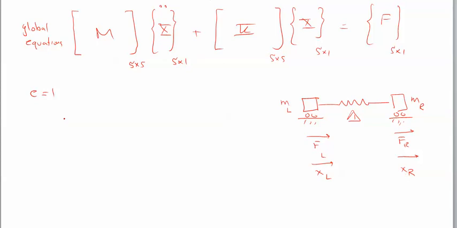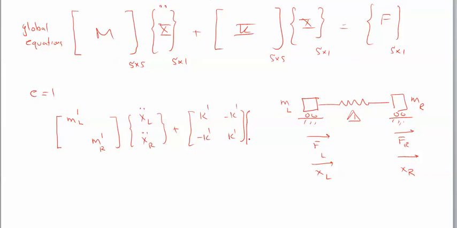All right. So the equation of motion for this element is going to be ML, I put a 1 here because this is coming from element number 1, MR, put a 1 there, times XL double dot, XR double dot, plus the stiffness, K1, minus K1, minus K1, K1, times displacements XL and XR, equal to FL and FR from element number 1. That's why I put a superscript 1 on top of that.